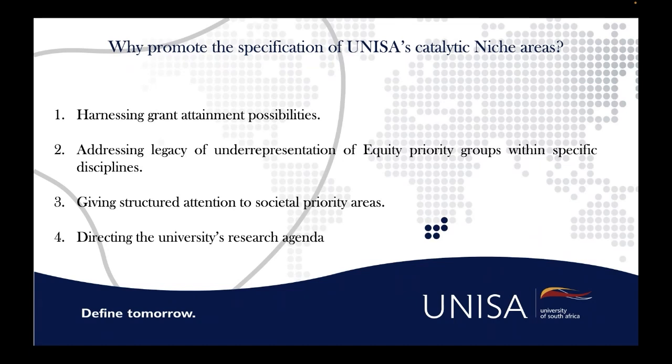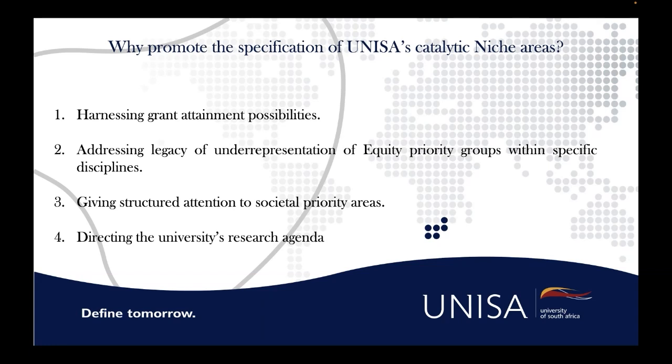When a university identifies niche areas, and catalytic niche areas for that matter, we do so because we spend time investigating areas that we believe have lots of grant opportunities lying around. And if our students had topics in that field, we could direct them to grant application possibilities. So when they study, they study something that has the potential to have funding so they don't struggle. So the reason we promote these niches is firstly to harness your grant attainment possibilities.